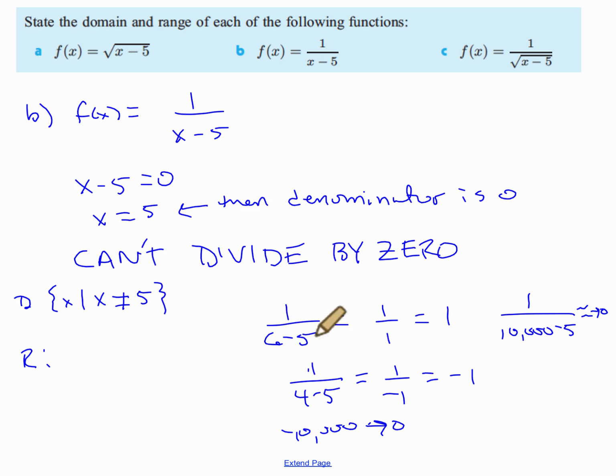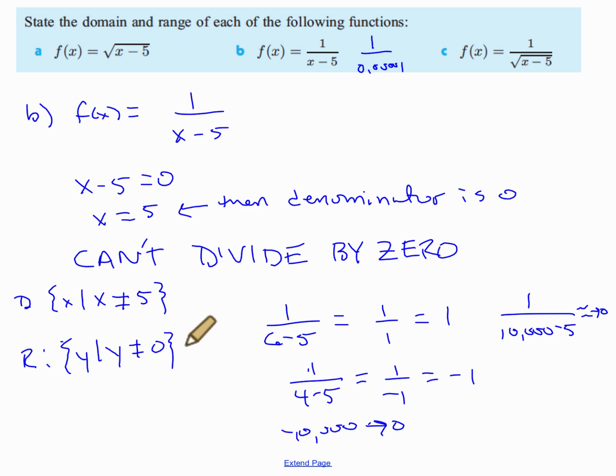Or what if x was really, really small? 3 minus 5, 2 minus 5, like 1 over a very small decimal, like 0.00001. That's going to go sky high. But it's never going to be able to be equal to 0. So for the range, there's no way we're going to be able to get a 0. So the range would be the set of y such that y is not equal to 0.